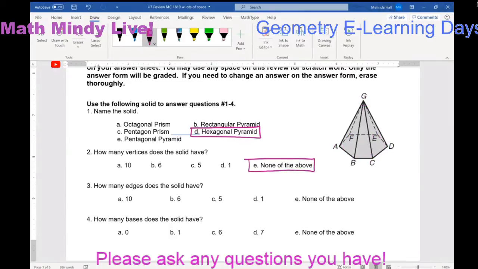And then how many edges does the solid have? You would have 1, 2, 3, 4, 5, 6, 7, 8, 9, 10, 11, 12. And so again, that's going to be none of the above. And then how many bases it has? Well, it's a pyramid, so it only has one base.